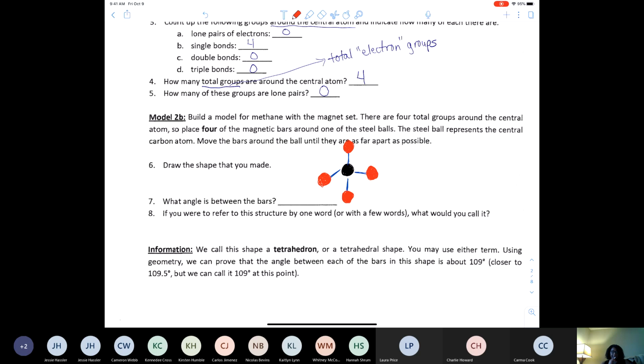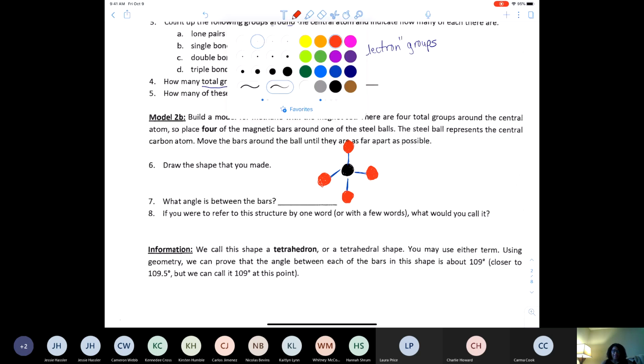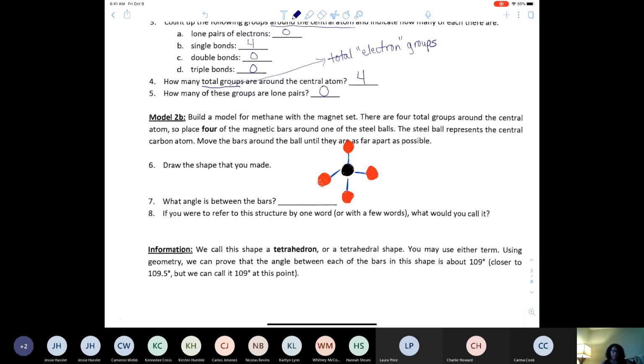That's question 6. Now we move to question 7 and answer the question about the bond angle. What angle is between basically the sticks or the toothpicks? And so what we're talking about is this angle between the sticks.